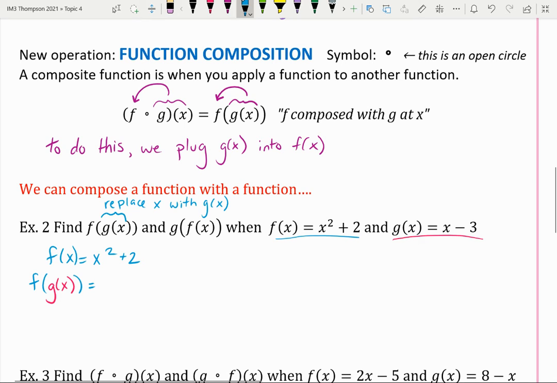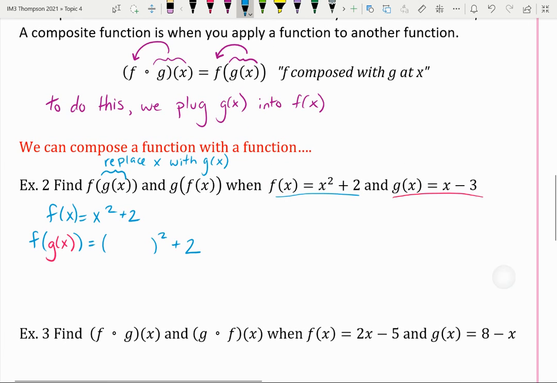The f of x function was x squared plus 2. But I'm no longer plugging in x. Now I'm plugging in g of x. So I replace x with g of x on the left side. And then on the right side, I'm going to replace x with the g of x expression, x minus 3. This is the new part. The rest of it's just order of operations. So let's just make sure that we can take that in for a minute.